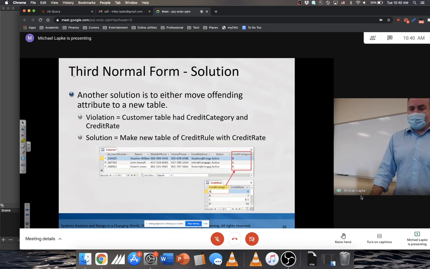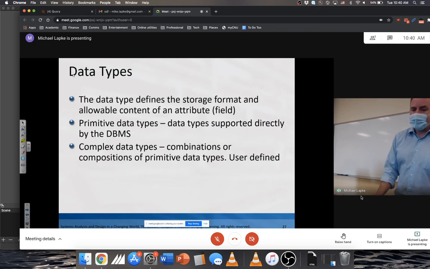Anyway, yeah. Again, we have the example here of moving it to another table, and again, we have the issue of more processing, but less data waste when you do it. So. All right, data types.